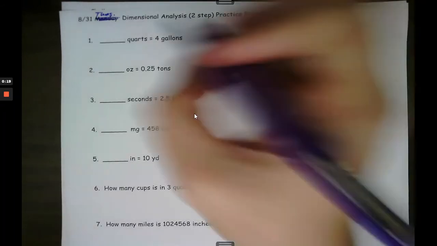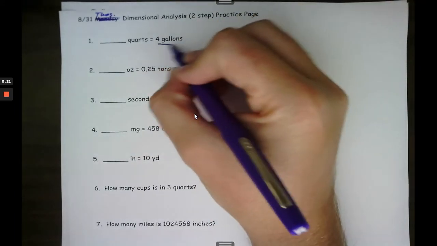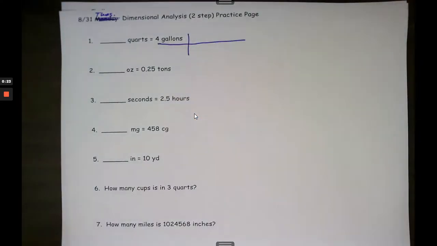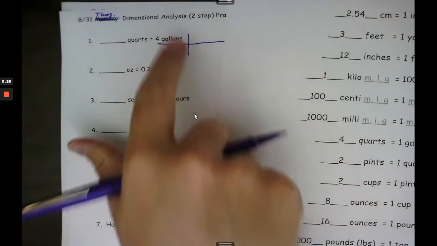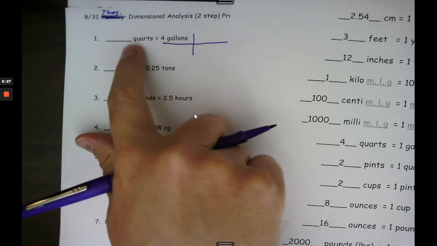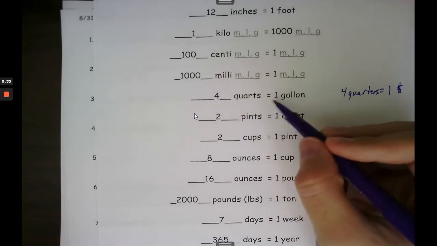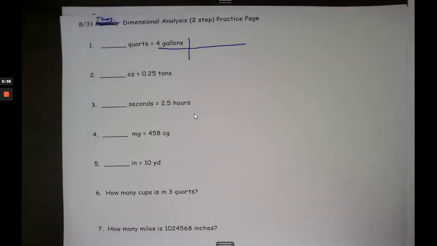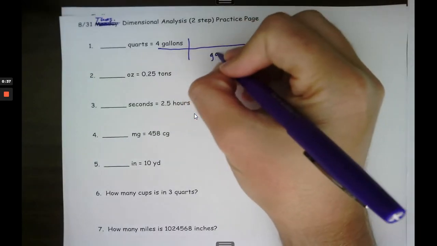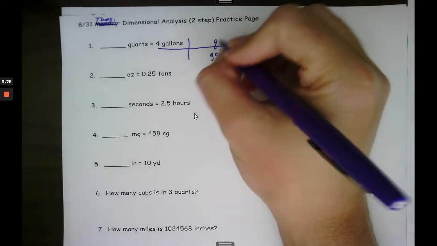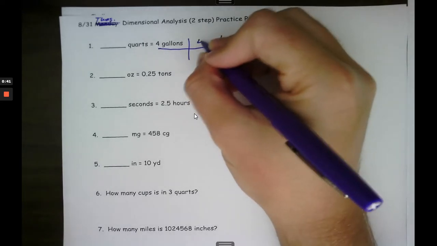We want to figure out how many quarts there are in 4 gallons. Alright, so immediately what I want to look for is if there is anything that will take me from gallons straight to quarts. So I go to my sheet here, and I have that. I have a single conversion, 4 quarts is 1 gallon, that I can use. So 1 gallon going to quarts, there are 4 quarts in 1 gallon.